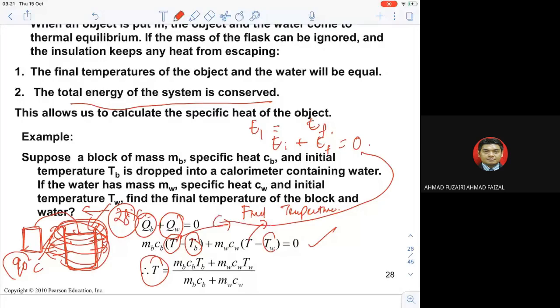So that's how we can easily explain thermal equilibrium and how to get the thermal equilibrium temperature.